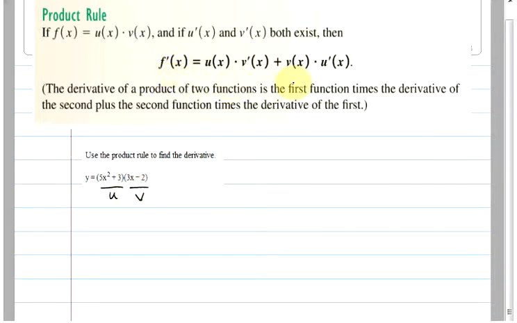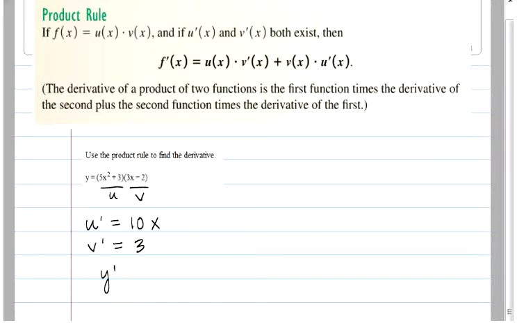And notice that the formula for the product rule will call us to utilize the derivatives for both u and v. So let's go ahead and find the derivative of u using the power rule. The derivative of u would be 10x, and the derivative of v, also based on the power rule, would be 3. Now we have everything that we need to apply the product rule. It's just a matter of slotting each piece in according to the formula.